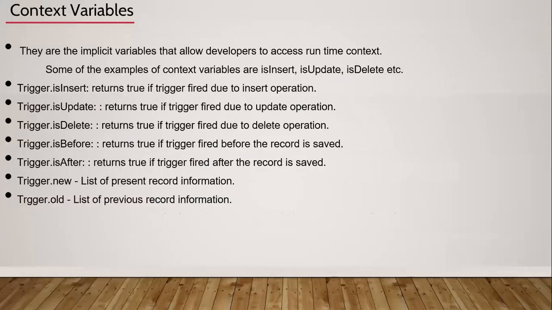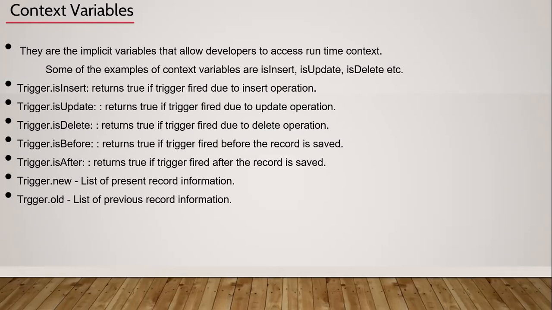And also, this is one important thing that you need to keep in mind: context variables. These are the variables that give you the runtime context, like when a particular logic within the trigger has to be executed, be it if you are inserting a record, updating a record, or when the record is deleted. That is where you can use them.